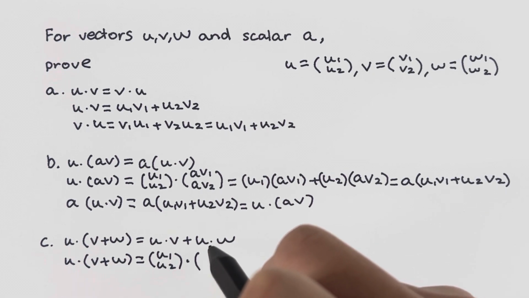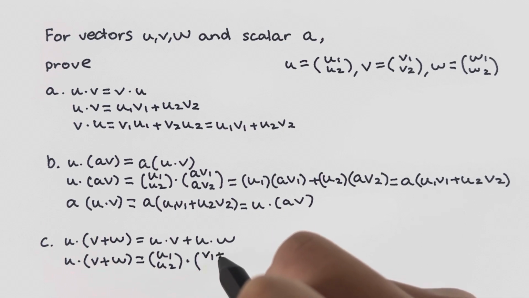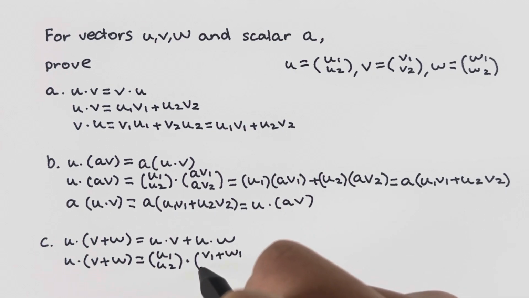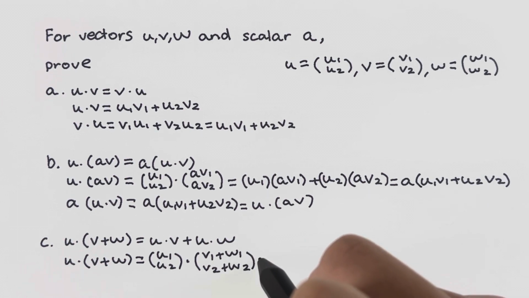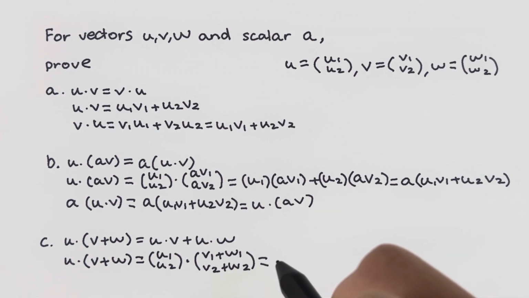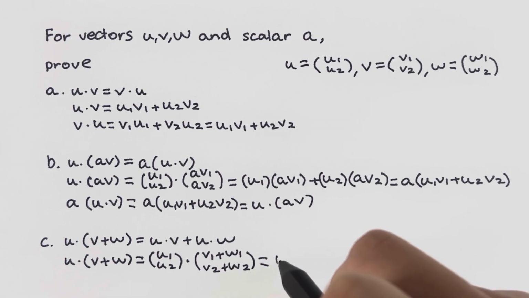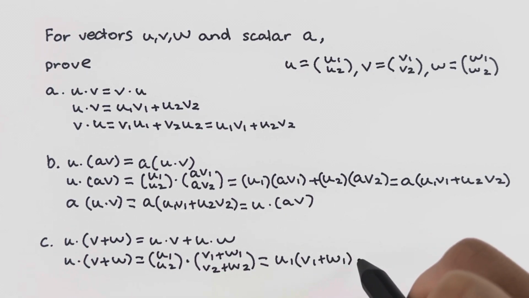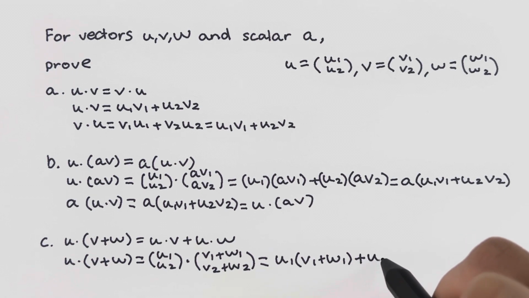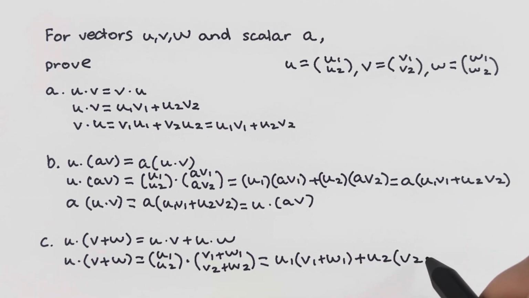So this will become v1 plus w1, v2 plus w2, which equals to u1 times v1 plus w1, plus u2 times v2 plus w2.